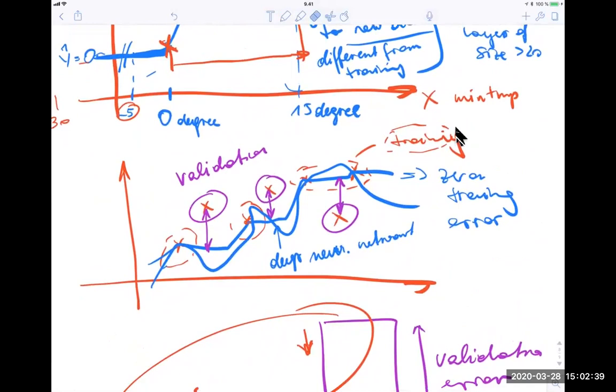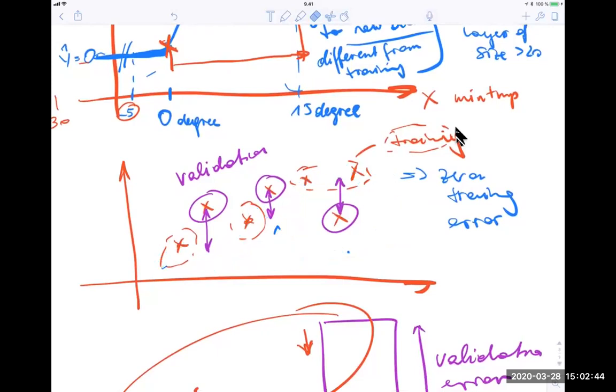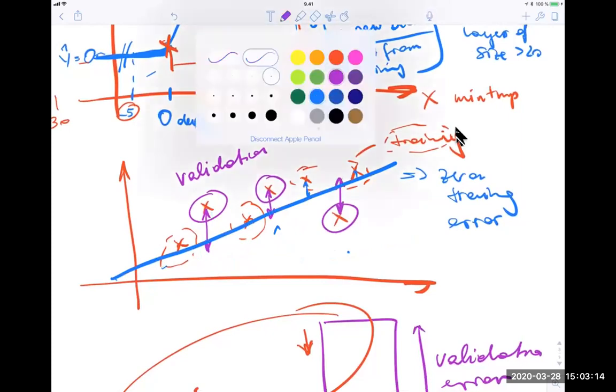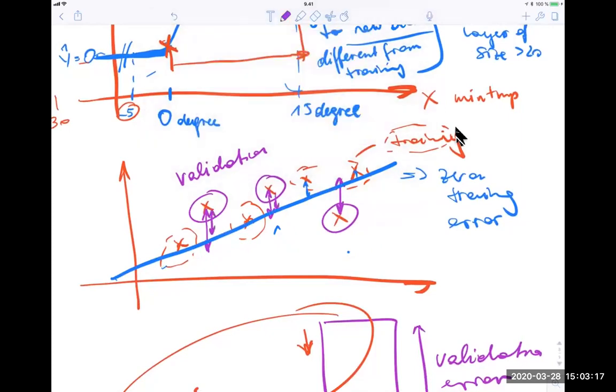What are simple predictor functions? Well, in my opinion, one simple function is a linear function. It doesn't contain too many parameters. So we could try to fit a linear function here, which incurs some training error. So the training error is not 0 anymore. However, the validation error goes down. So the validation error here becomes smaller.